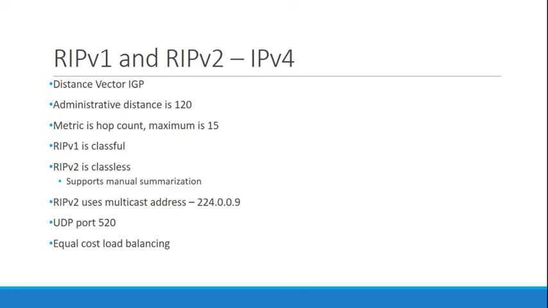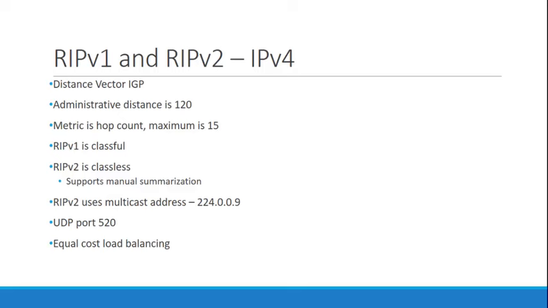Just as a sidebar, connected routes have an administrative distance of 0, and static routes have an administrative distance of 1. I suppose making the assumption that if you as the administrator typed in the route, it's the most correct route.